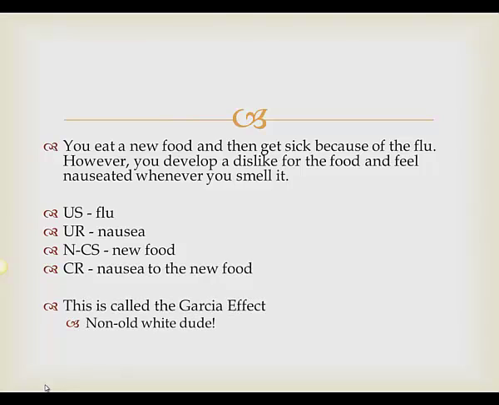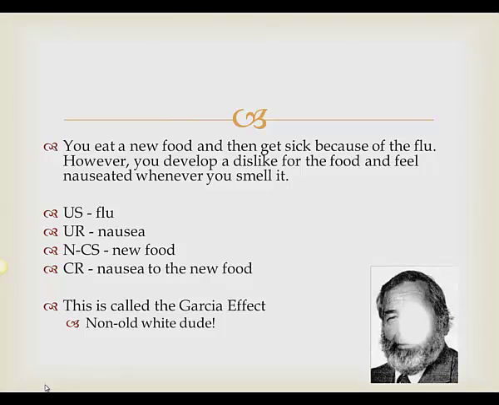One of the cool things about this phenomenon is that it actually has a name. It's called the Garcia effect. He identified this phenomenon in working with rats who had gotten sick from medicine. And his research has actually influenced how cancer treatment occurs and how people try to maintain weight through their chemotherapy, because oftentimes there's lots of nausea and sickness.